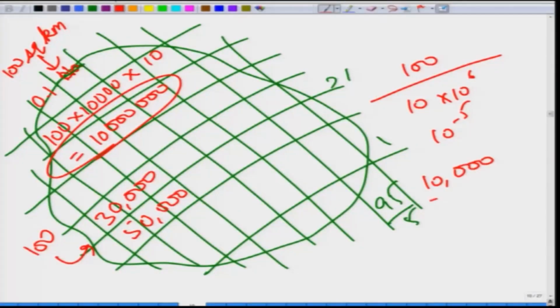So, in that case the sampling intensity would be 10,000 divided by 10 into 10 to the power 6, which is 0.001. So, the sampling intensity has now gone up.